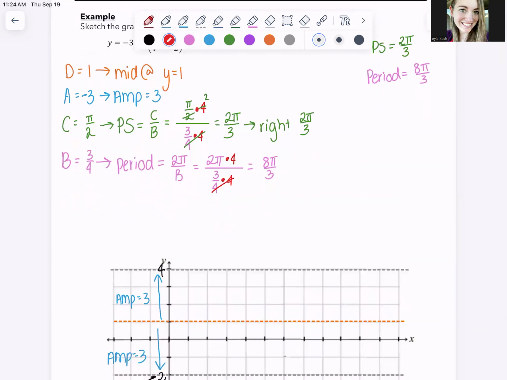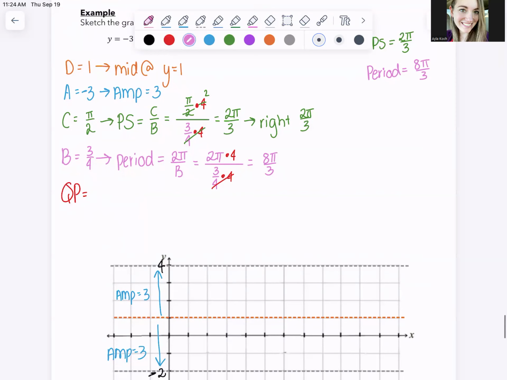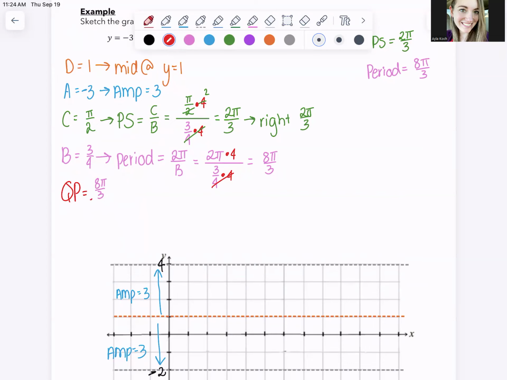I need to do our key points, which means I need to do the quarter period. Quarter period is, of course, the period divided by 4. So 8 pi over 3 divided by 4. Multiplying the numerator and the denominator by 3 so that the 3's cancel, I get 8 pi over 12, which simplifies down. They're both divisible by 4, giving 2 pi over 3. So the quarter period is 2 pi over 3.